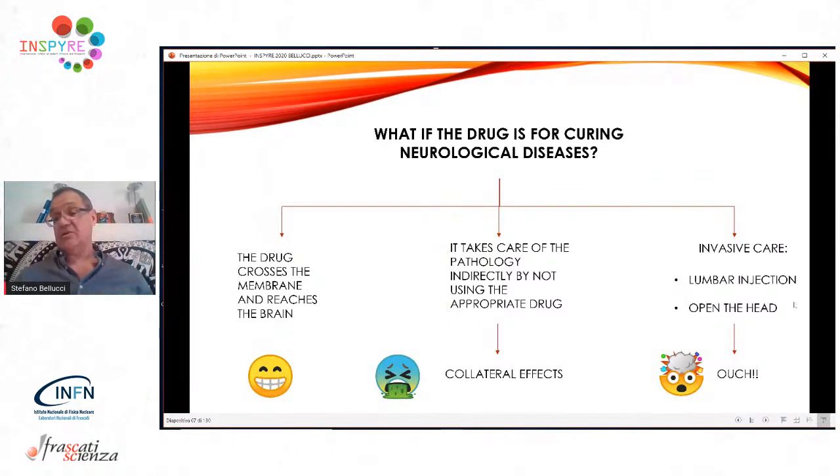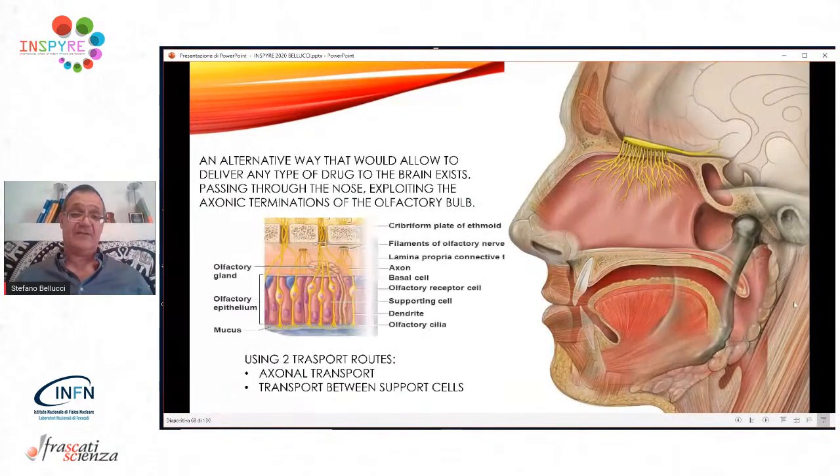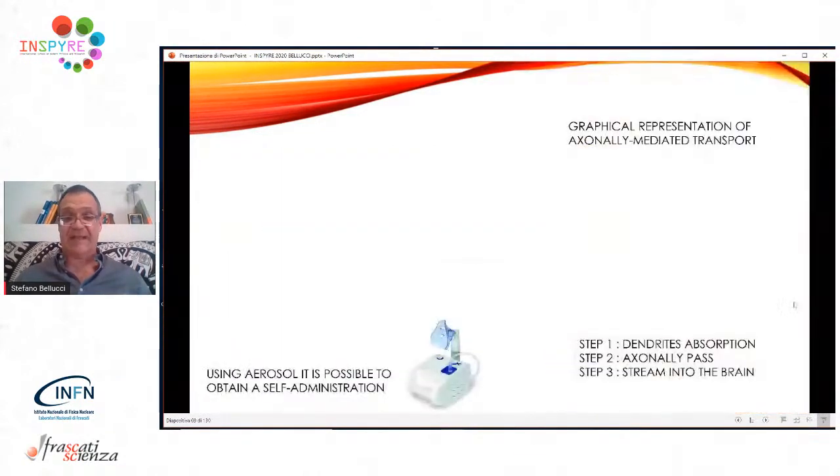Or you have an invasive care. You inject, lumbar injection, or surgical treatment. Now, an alternative is to take advantage of the axonic terminations of the olfactory bulb. You use two transport routes through the nose: the axonal transport and the transport between support cells.